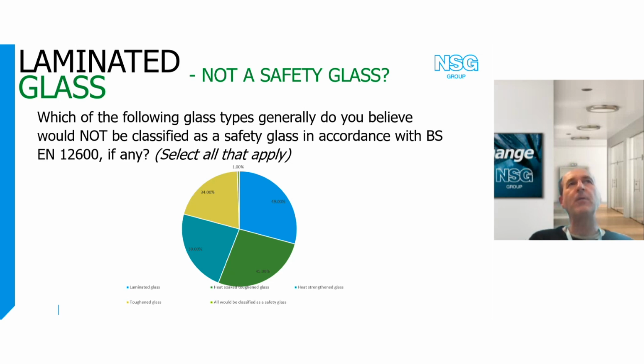Approximately half of those surveyed don't believe that laminated glass has a safety glass classification. 45% responded with heat soak toughened glass. 34% chose toughened glass. 39% believe that heat strengthened glass is not considered a safety glass. So we'll bear these results in mind as we look at different glass types, beginning with annealed glass.